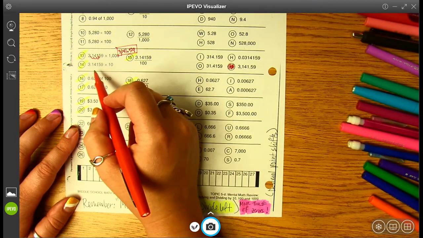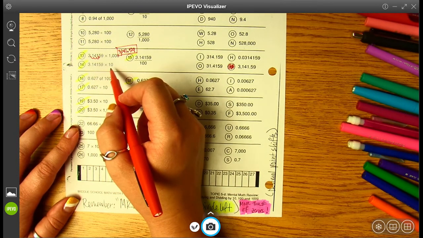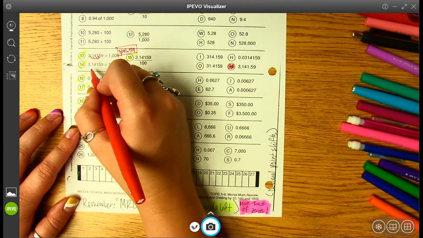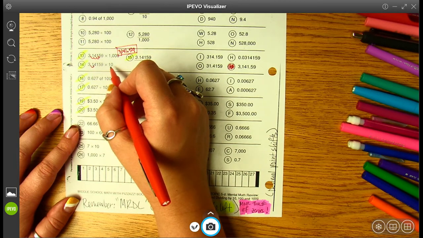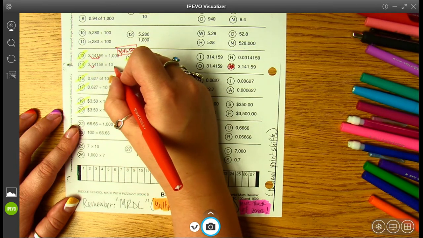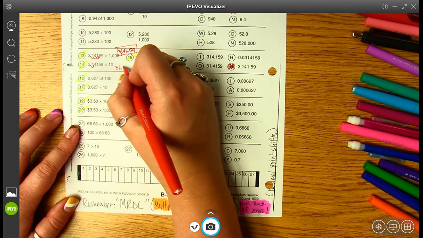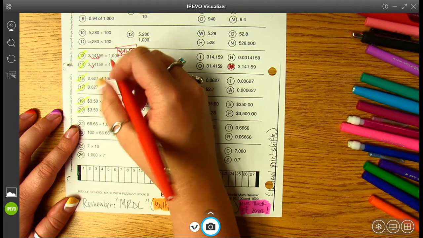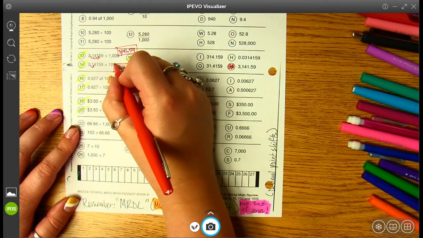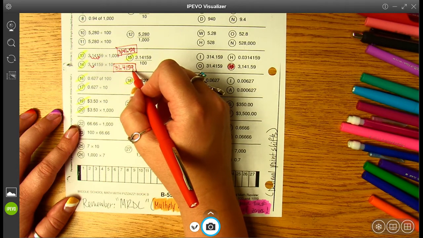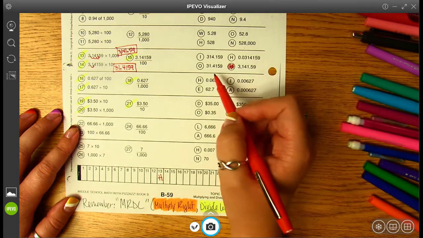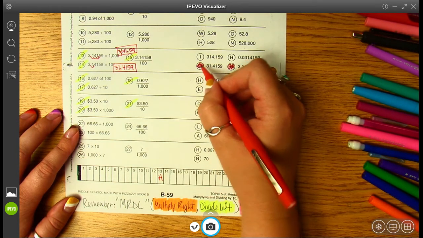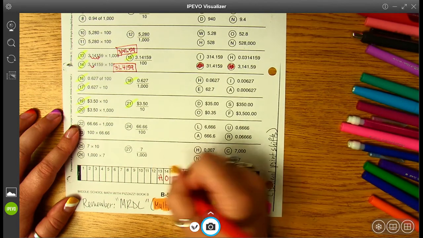Okay, let's try 14. Again, I'm multiplying, so I'm going to move the decimal to the right. And I'm going to do it only once for this one, because this one only had 1 zero. So now it's between the 1 and 4. So it's 31.4159. So this is 31 and 4,159 10,000ths. All right, let's go ahead and find that. That's right here with an O. So for 14, I'd put an O.